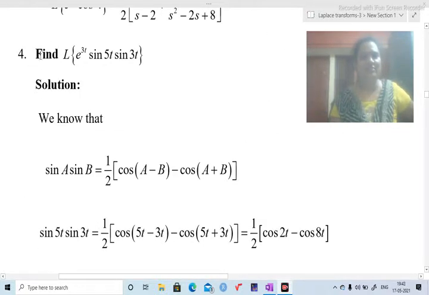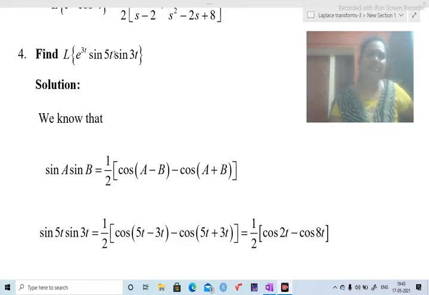Next question. Find L of e power 3t into sin 5t sin 3t. Observe here a product is there. If a product exists, it is not possible to find the Laplace transform directly. We do not use the convolution theorem here; first of all, we convert this product into plus or minus by using known formulas.